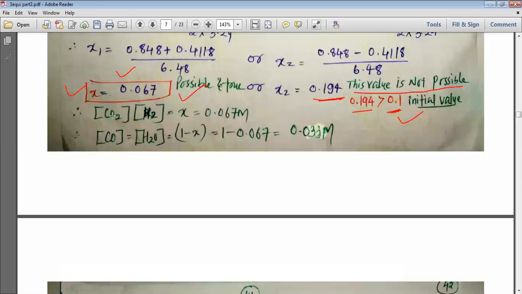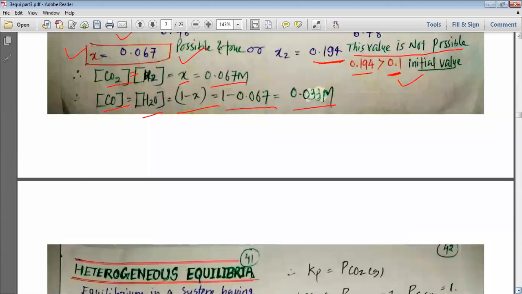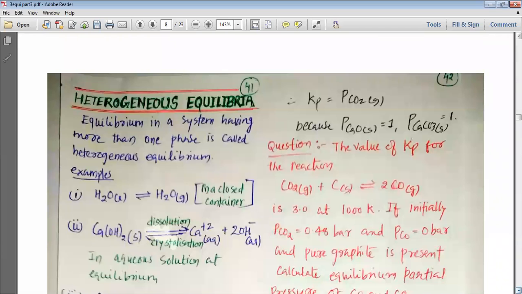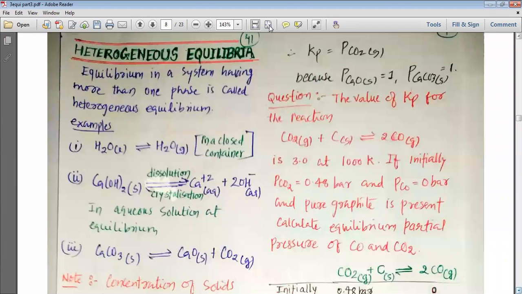So the concentration of CO2 is equal to the concentration of H2 is equal to X, that is equal to 0.067, and the concentration of CO is equal to the concentration of H2O is equal to 0.1 minus X, that is 0.1 minus 0.067, which gives us 0.033 molar. So this is how we calculate the equilibrium concentration. You may be asked these questions, my dear students. Please learn these methods. Now, after revision, let us start the class today, and let's move towards the heterogeneous equilibrium.